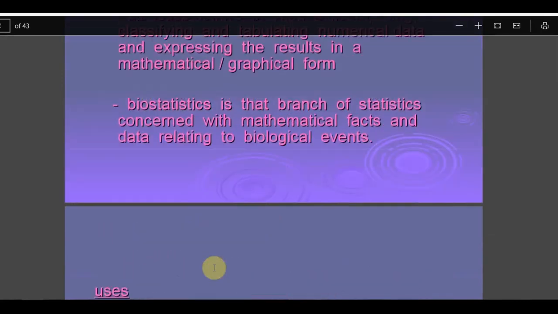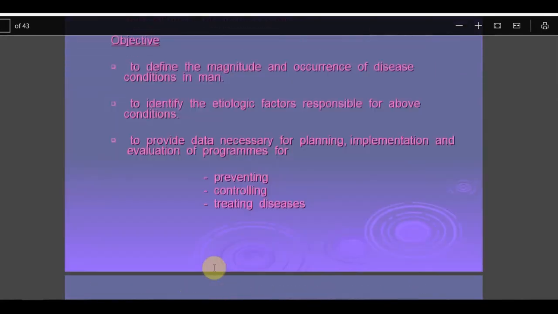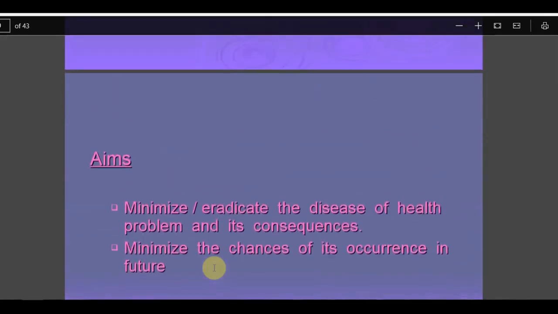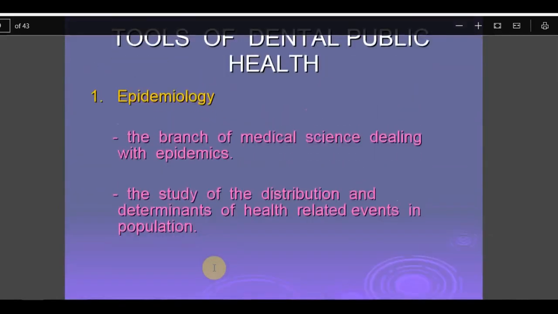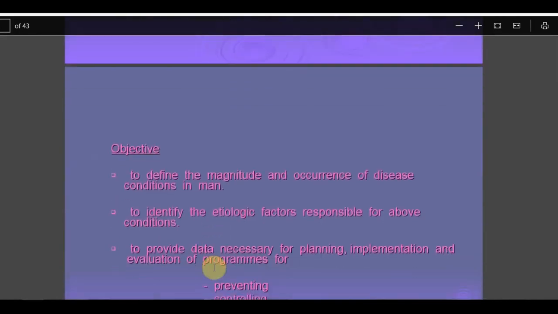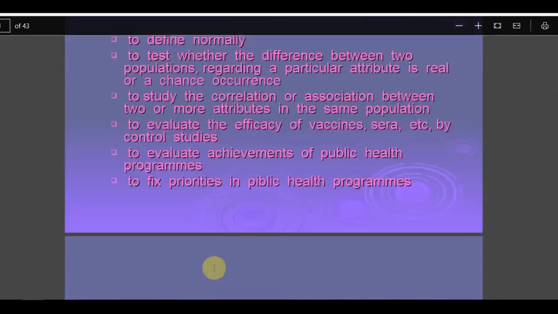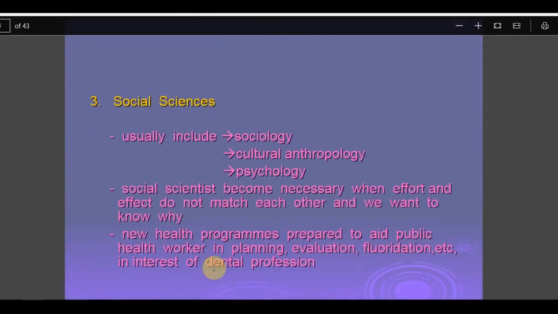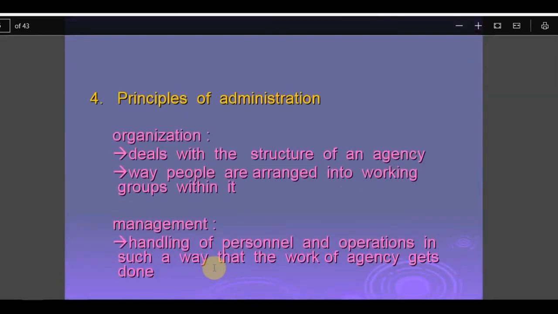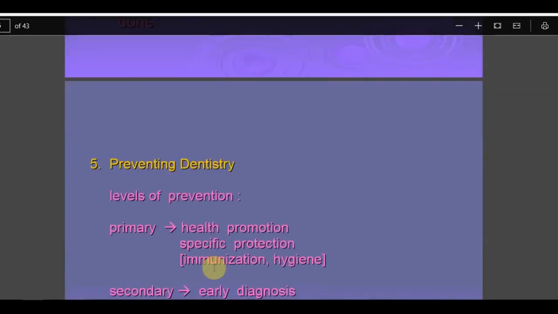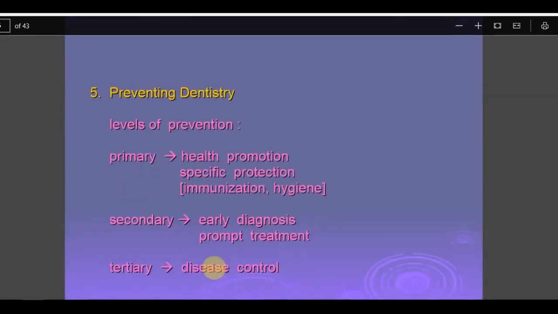So what are the tools? First one was epidemiology, and the second tool of dental public health is biostatistics, and the third tool was social science, and the fourth tool was principles of administration, and the fifth tool is preventive dentistry.